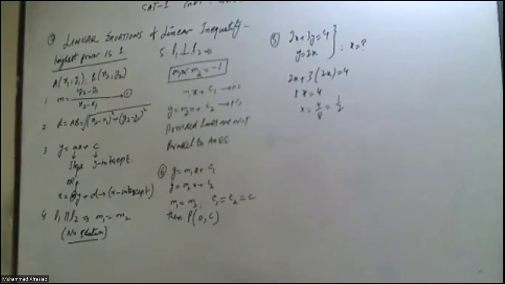Sorry, it is 2x plus 6x, that is equal to 8x is equal to 4. Then x is equal to 4 over 8, that is 1 over 2, which is the answer of this question number 5.